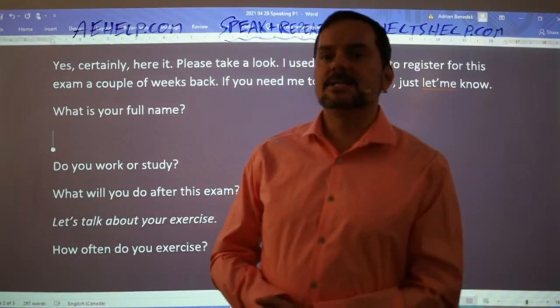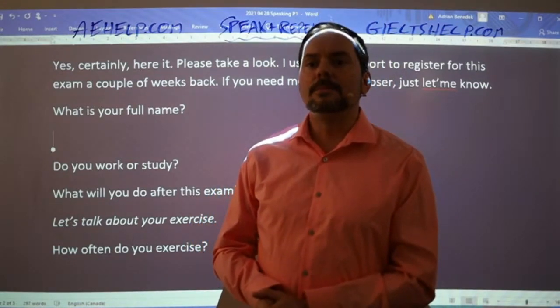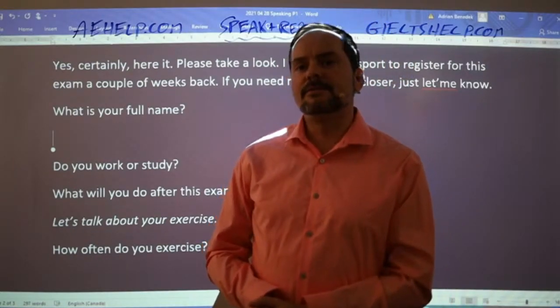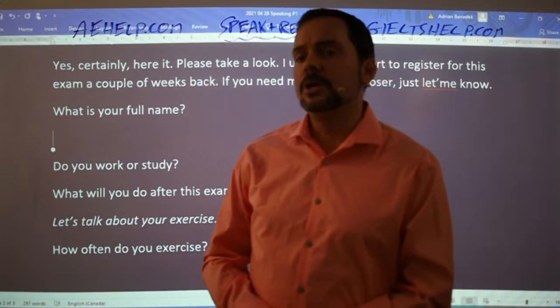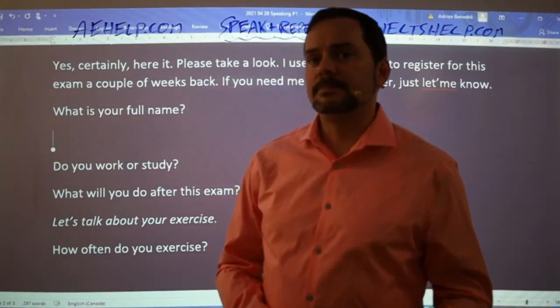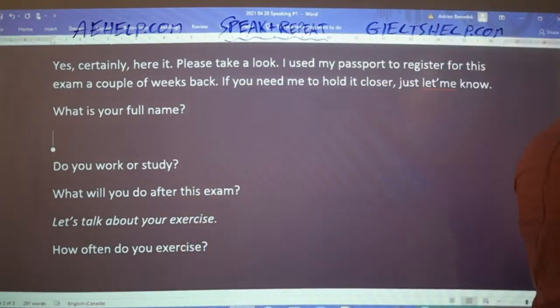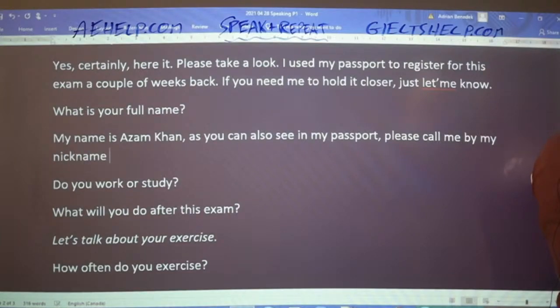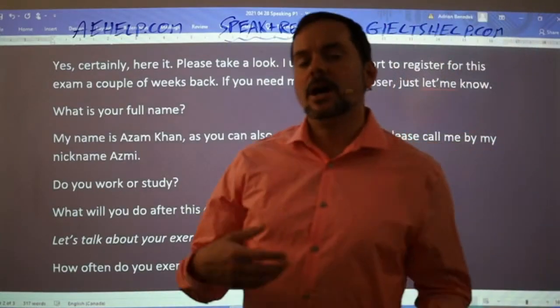So Azam says, my full name is Azam Khan. Call me Azmi. Azam, I would actually in that case say, my full name is Azam Khan, as you can see in my passport. Please call me by my nickname, Azmi. Okay, so that's how I would do it, because Azmi is clearly a nickname.